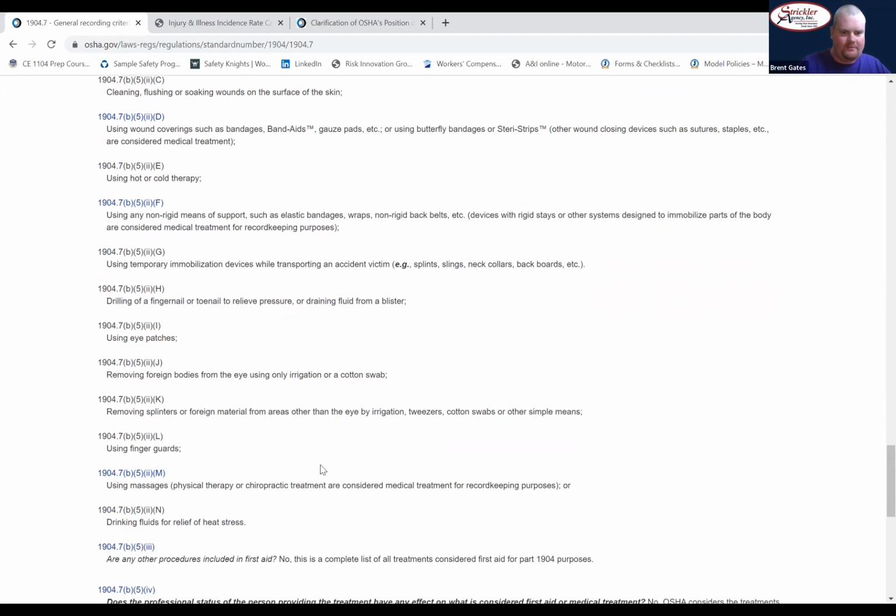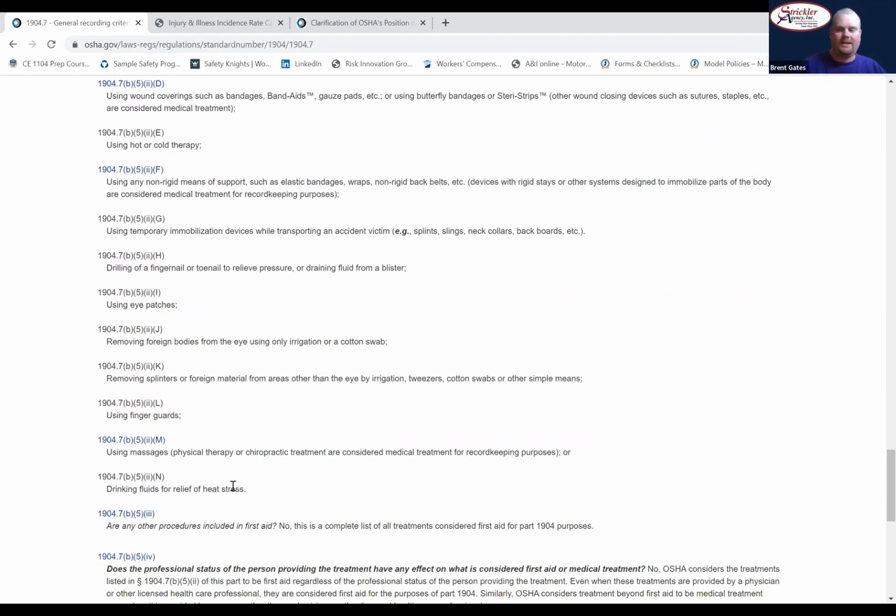Finger guards, drinking fluids for the relief of heat stress. So we're just drinking Gatorade or water or electrolytes to get us back to where we need to be for heat stress. It's not an OSHA recordable. If we pass out as a result of heat stress, then it would be. So anything outside of this scope in an injury or illness is going to be above and beyond first aid and is going to need to be recorded on our OSHA log.